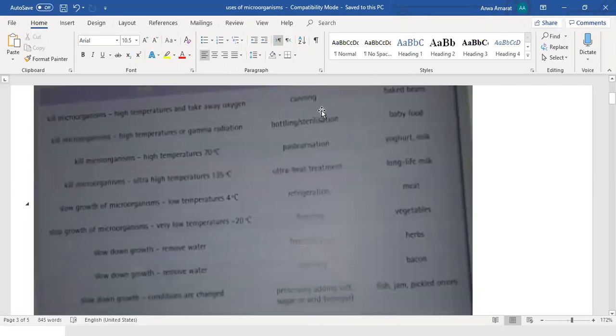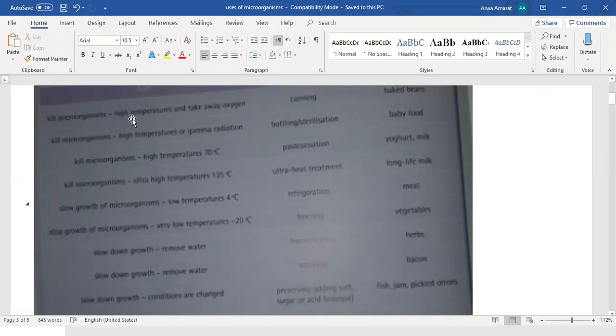It tells you how to handle or preserve food: canning, sterilization or bottling, pasteurization, ultra-heat treatment, refrigeration, freezing. It's not clear, but you can see it in your book. These are the methods used for preserving food, and what is the aim of it?